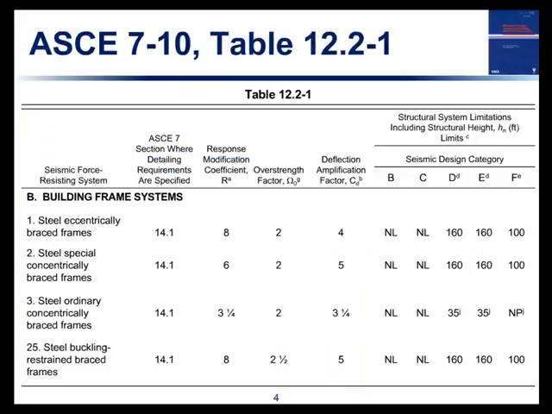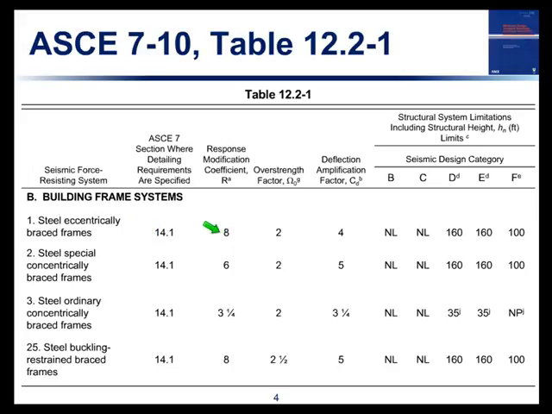We'll start with the building frame systems and limitations table from ASCE 7-10. That's Table 12.2-1, and we do have the systems listed here that we'll talk about today. Starting just in the order there in the book, not the order we're going to discuss them today. There's steel eccentrically braced frames. You can see there's the detailing requirements in 14.1, and really what 14.1 just kind of points you to is whether or not the seismic provisions are required.